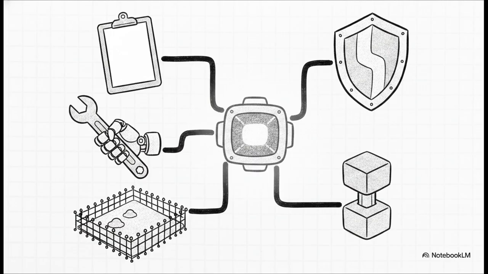Fourth, memory and state, which stop the agent from forgetting what it's doing. And finally, guardrails. These are strict checks to make sure the agent asks a human for permission before doing anything risky.